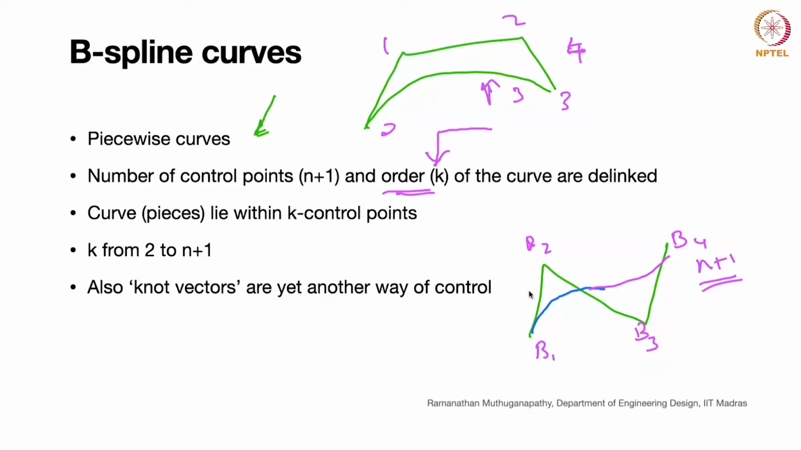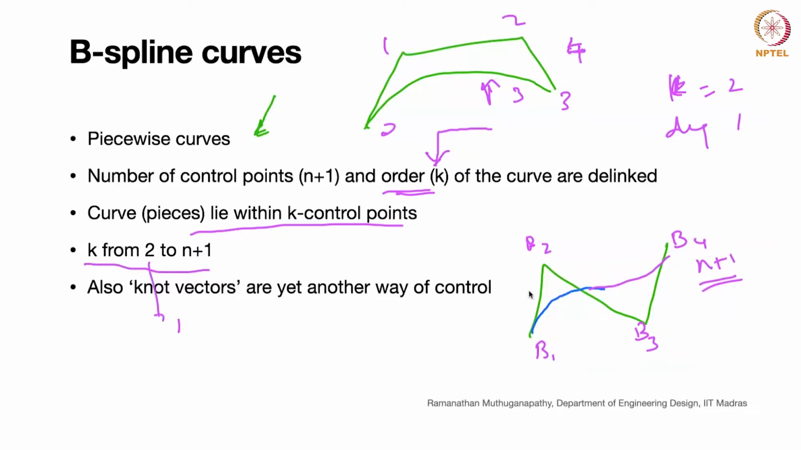Order is basically one above the degree. If order is 2, then you have a degree 1 curve. So if k equals 2, then the degree of the curve is 1. You have to remember that. When k equals 3, then you have a quadratic curve, and so on. Now remember that this is not one piece, it is multiple pieces. I'll tell you how it is multiple pieces. I'll give you a geometric feel for this. And the order can vary from 2 to n plus 1.